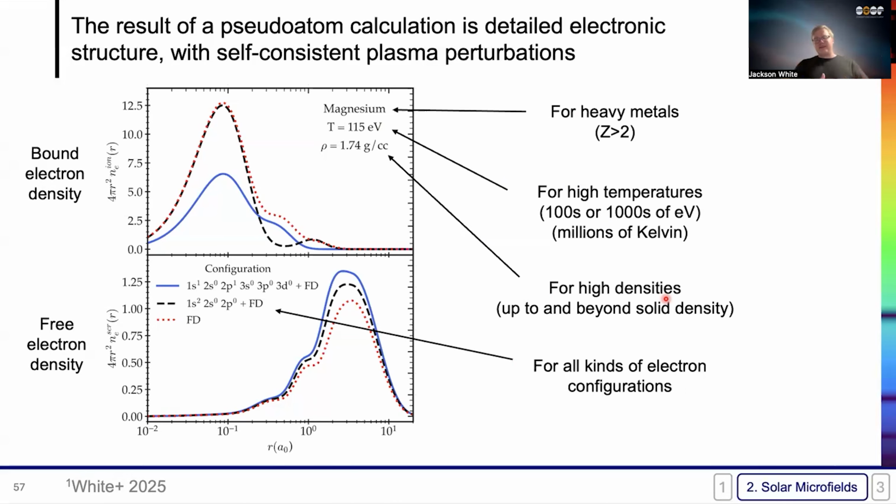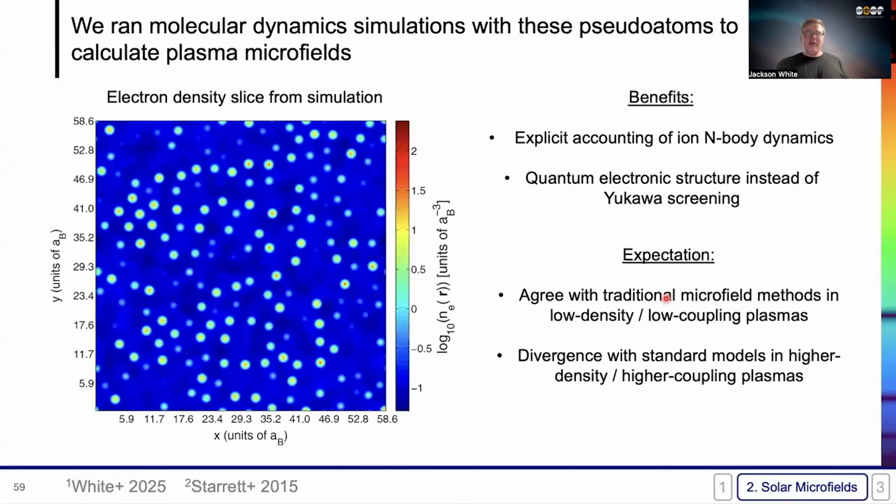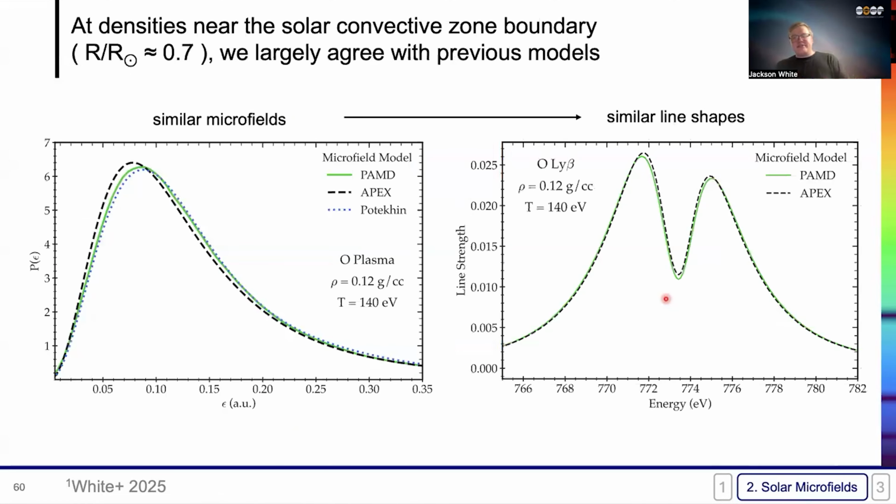By doing this, we can calculate detailed electronic structure all throughout the sun, from the very central fusing region where it's really hot, really dense, to the outer layers of the sun where it's a lot less dense and a lot less hot. To actually get the microfields, what we do is we run molecular dynamics simulations. And our hope here is that by including this detailed quantum electronic structure from our pseudoatoms, we do a much better job at calculating plasma microfields at these really hot, dense conditions, where we expect traditional methods to start to break down. And sure enough, that seems to be what we find.